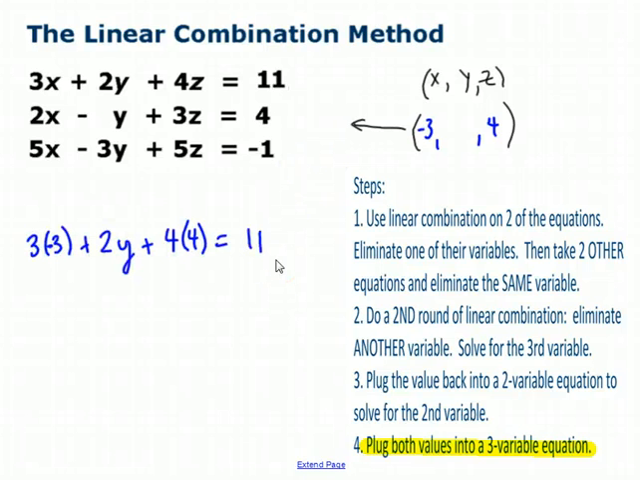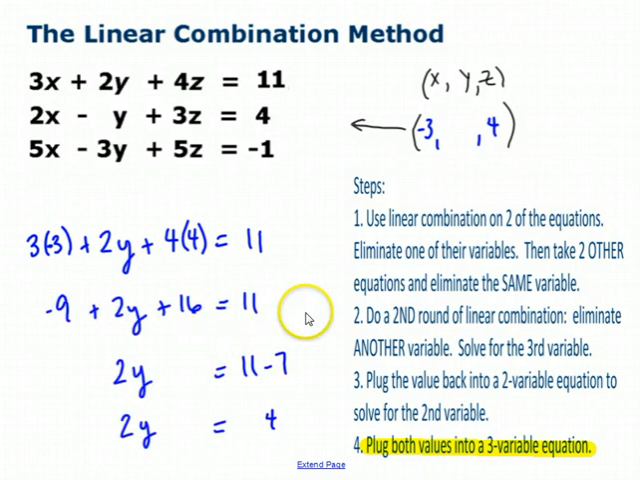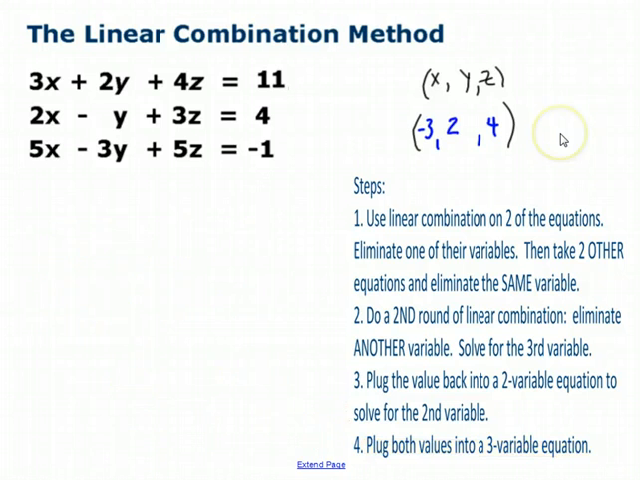I happened to pick the top one there. I've plugged the negative 3 in for x, the 4 in for z. I solve for y, and I will find that y equals 2. And now I've got all three of the coordinates, and I've got my solution. That's the place where those three lines cross at negative 3, 2, 4.